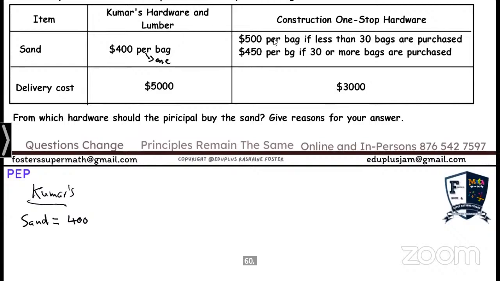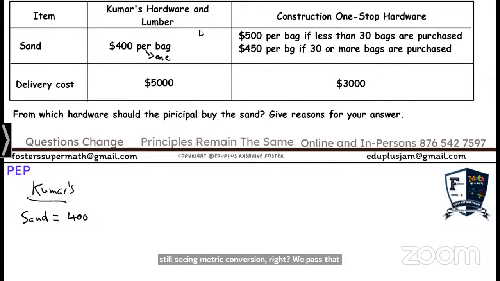I don't understand why people are talking about converting. We are dealing with working out the amount of money. Why are people talking about metric conversion? We are not doing a metric conversion now. We passed that part a long time ago, people. I'm not sure why people are still saying that. But anyways, let's go here now.